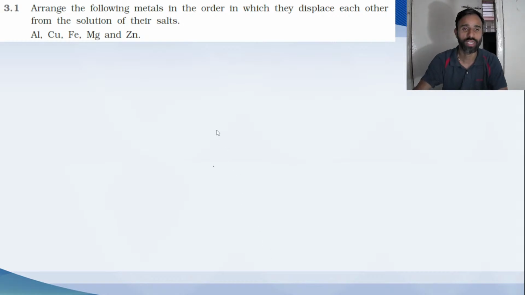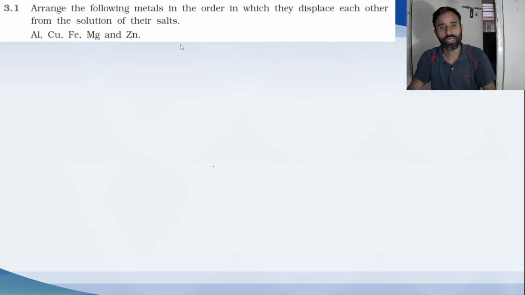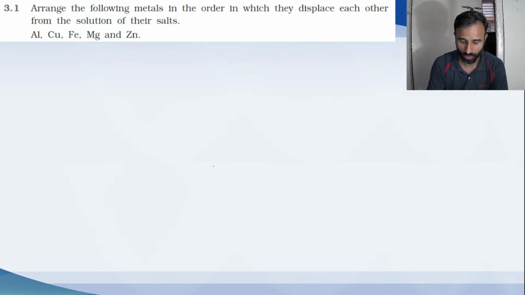Chapter 3, that is electrochemistry. In most of the exams, CBSE board exams, NCERT exercise questions are very important from the examination point of view. So the first question is, arrange the following metals in the order in which they displace each other from the solution of their salt. So you know what is the relation?